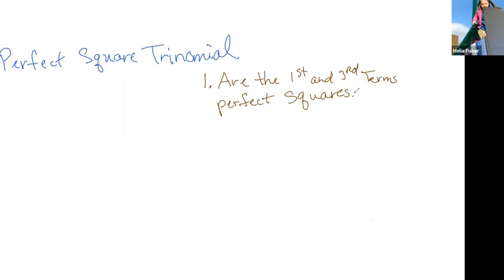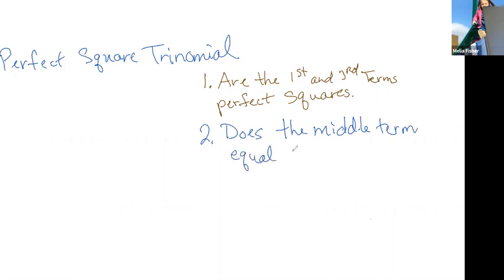No leftovers. Okay, the second thing that you need to ask yourself is, does the middle term equal 2 times A times B? That actually should be a question mark here. And then our last step, if it meets both of those requirements, then we write the first term and third term as a binomial squared.